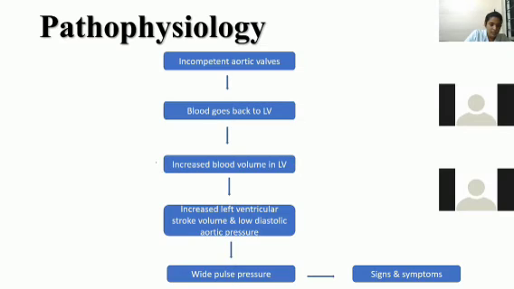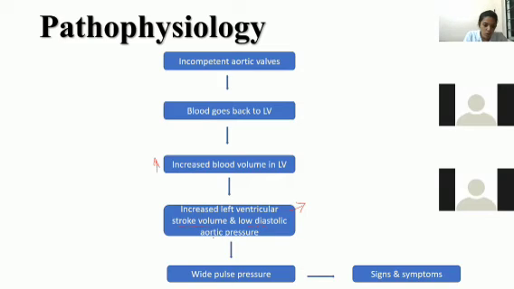So there is increased blood volume in the LV, or left ventricle, then increased left ventricular stroke volume and low diastolic aortic pressure. Increased left ventricular stroke volume: the left ventricle is ejecting so much blood because there is increased blood volume in it. Now, more than normal, the left ventricle is ejecting out the blood. That is, the stroke volume will be increased, but the blood is again regurgitating back.